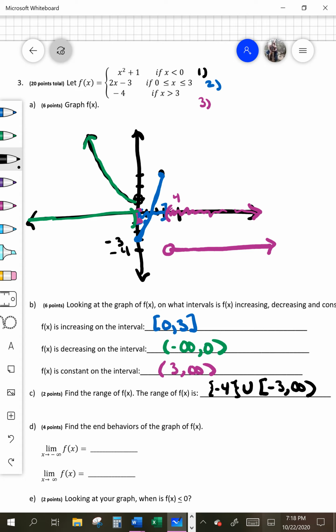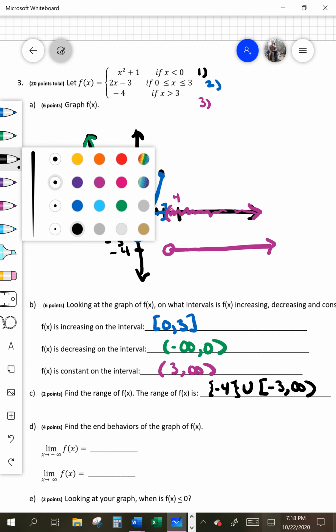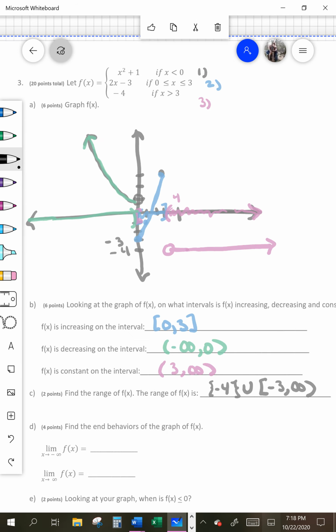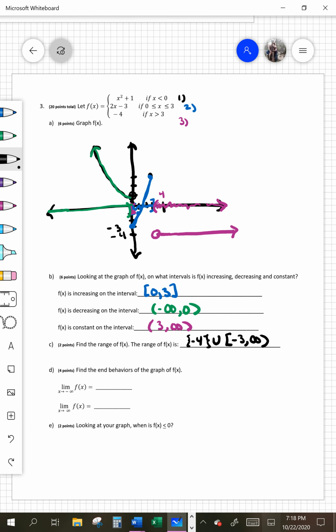So part D, find the end behaviors of your graph of f of x. So what's happening to our graph as x goes off to negative infinity? What's happening to your y value? Well, your y value is shooting off to positive infinity.